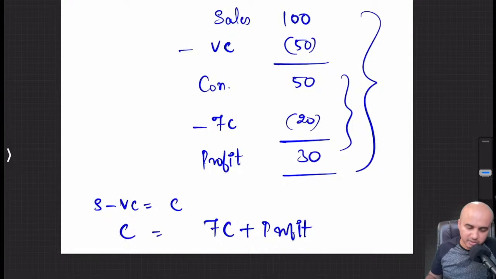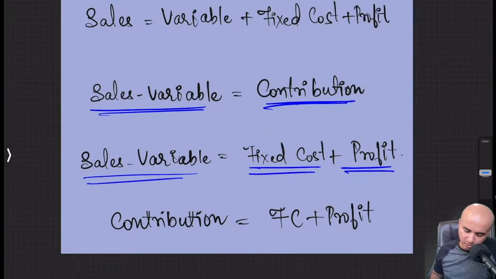If you look here, my contribution of 50 is nothing but fixed cost of 20 plus profit of 30. So that is what we saw here. I hope it makes sense.